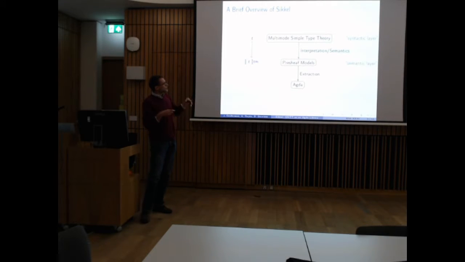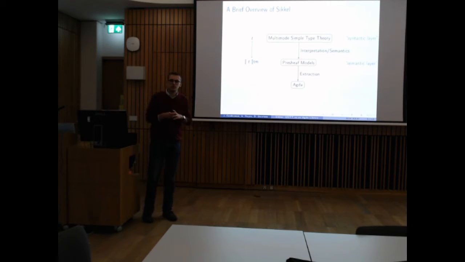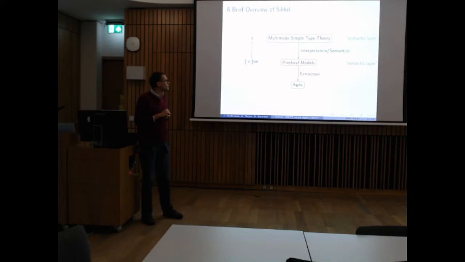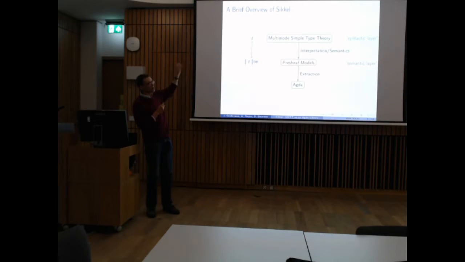Then at the second layer, we have a semantic layer. That consists of a formalization of presheaf models of type theory. That's a very broad class of models of type theory, so we formalize that in Agda. And there is an interpretation from programs at the syntactic layer that computes their denotation at this semantic layer.